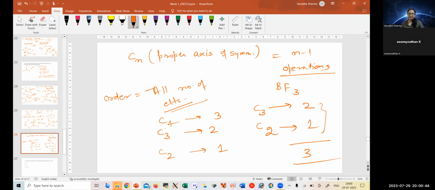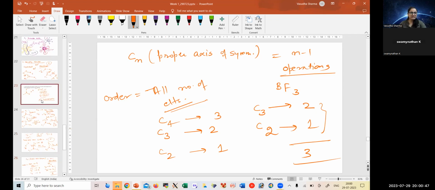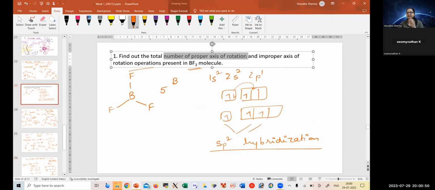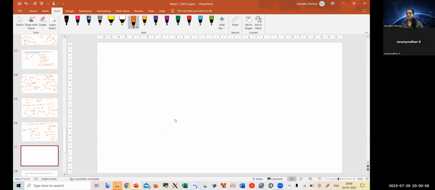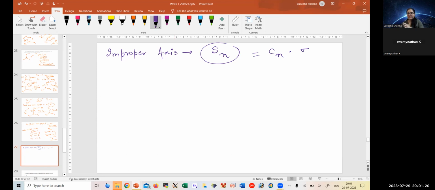Is it clear? Okay. Now the question that I asked: we calculated the total number of proper axes. What about the improper axis of rotation operations? Similarly, we have to calculate the improper ones. We defined it as Cn plus one plane reflection, but that is a multiplication, we can't call it a plus. So this is actually written as Cn into sigma. Whether you apply the reflection first and then the rotation, or the rotation then the reflection, it has to come as a multiplication of the 2 symmetry elements, right?